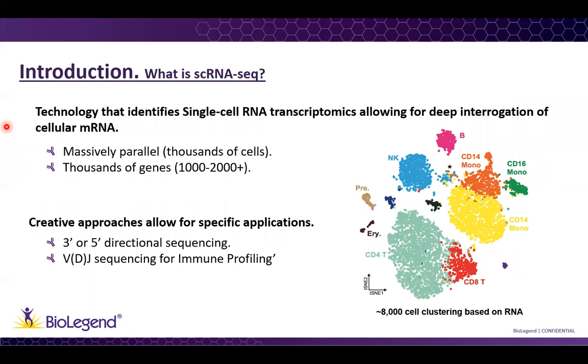For those with no background in molecular biology, I want to give a little overview on what single-cell RNA-seq is. It is a technology that identifies single-cell RNA transcriptomics, allowing for a deep interrogation of cellular mRNA. With this technique, you can massively and in parallel measure thousands of cells, analyzing thousands of genes per each individual cell. It uses creative approaches, allowing for specific applications. You can have 3' or 5' directional sequencing, and you can also have BDJ sequencing for those that are interested in immunoprofiling.